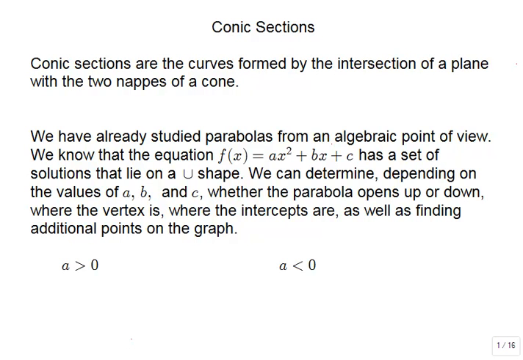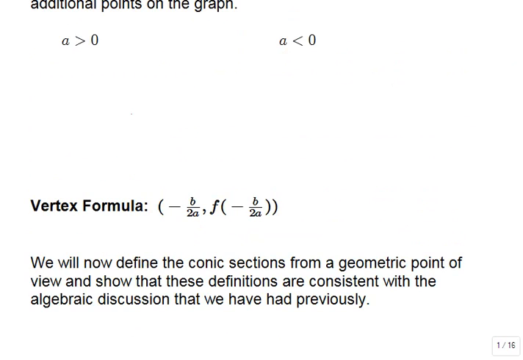We know that the equation f of x equals ax squared plus bx plus c has a set of solutions that lie on a U-shape. We can determine, depending on the values of a, b, and c, whether the parabola opens up or down, where the vertex is, where the intercepts are, as well as finding additional points on the graph. If we know that our function is ax squared plus bx plus c, and that leading coefficient a in front of our x squared is positive, then you should already know that that gives us a parabola that points up. And the vertex of this parabola corresponds to the minimum value.